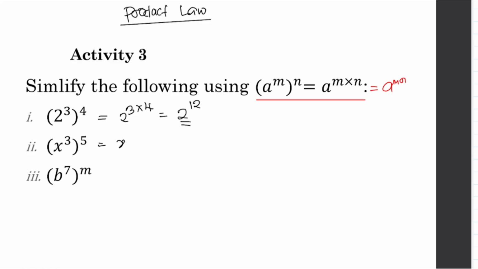Example 2, (x^3)^5. So you remove the parenthesis and multiply. So that will be x raised to power 3 times 5, which is 15. So that will be x raised to power 15. And then we have (b^7)^m. Remove the parenthesis and multiply the powers. You have 7 times m, which is b raised to power 7m.